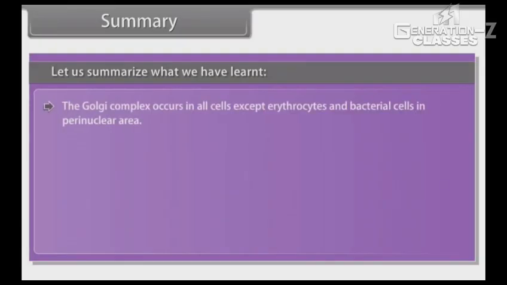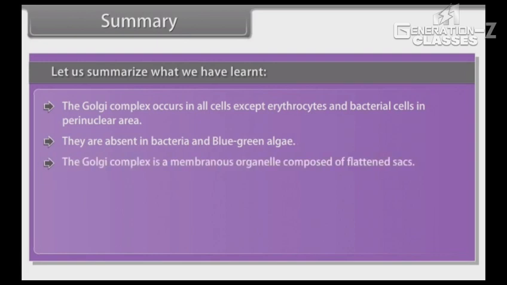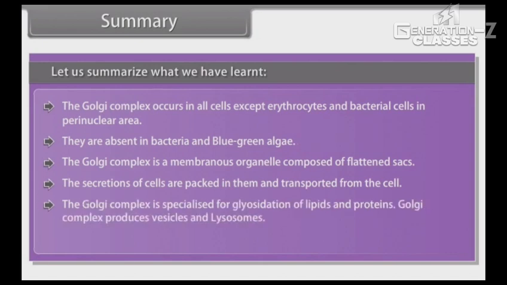The Golgi complex occurs in all cells except erythrocytes and bacterial cells, in the perinuclear area. They are absent in bacteria and blue-green algae. The Golgi complex is a membranous organelle composed of flattened sacs. The secretions of cells are packed in them and transported from the cell. The Golgi complex is specialized for glycosylation of lipids and proteins. Golgi complex produces vesicles and lysosomes.